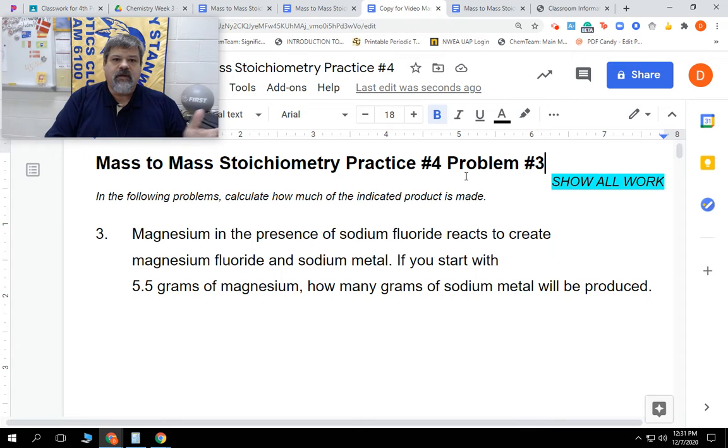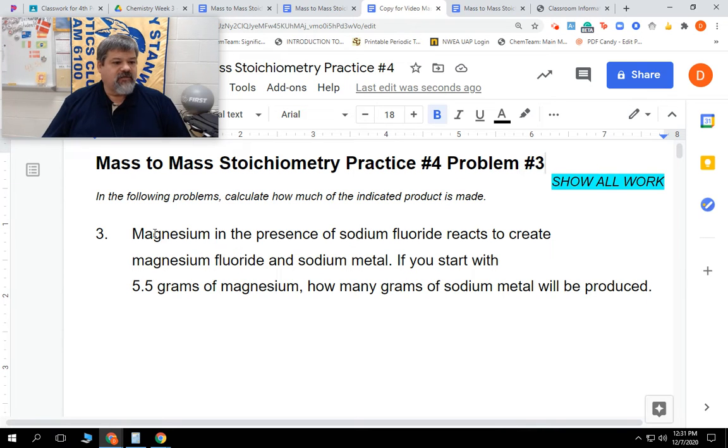So we have to start off with getting a skeleton equation, or an unbalanced chemical equation, and then balancing that. Now we do that so we can get the molar ratio. So when we start our stoichiometry, when we go from our number of grams of one substance to the number of grams of a different substance, we're going to have to use that molar ratio and that balanced chemical equation in order to get that.